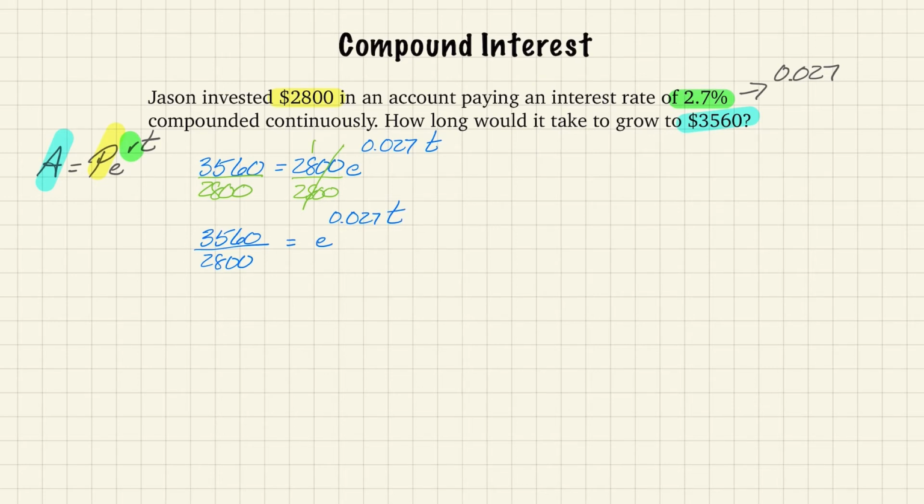I'm also going to reduce my left side by 10. I'm going to divide the numerator and the denominator by 10, which will eliminate the 0 in the ones place. Now here's what I have. I have 356 divided by 280 is equal to E raised to the 0.027t. But I still need to find t.